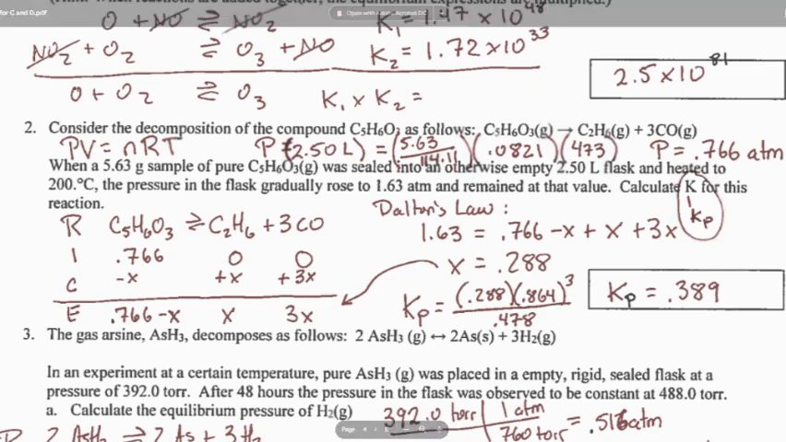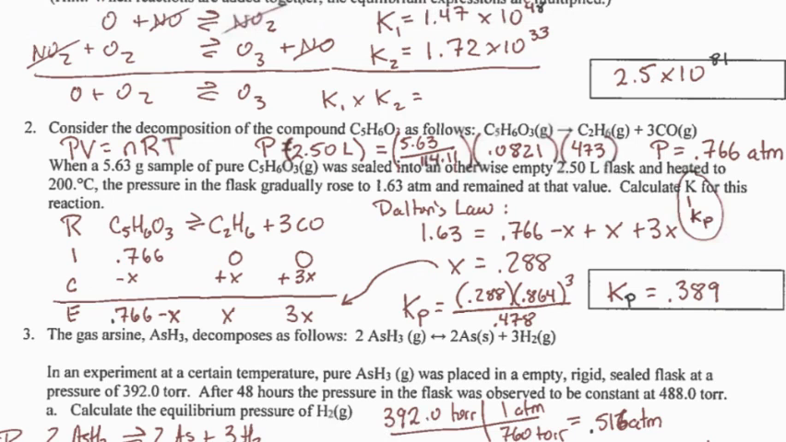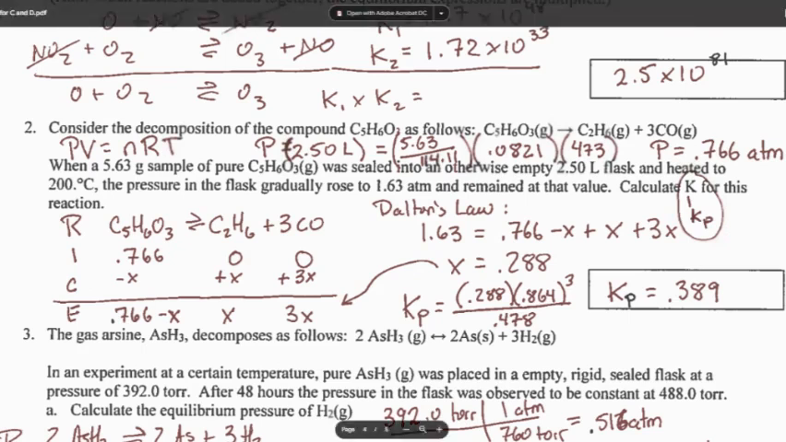Changing the mass to moles and using R and T and dividing by the volume, we get the pressure. This is the pressure of the C5H6O3. Plugging that into a rice table.